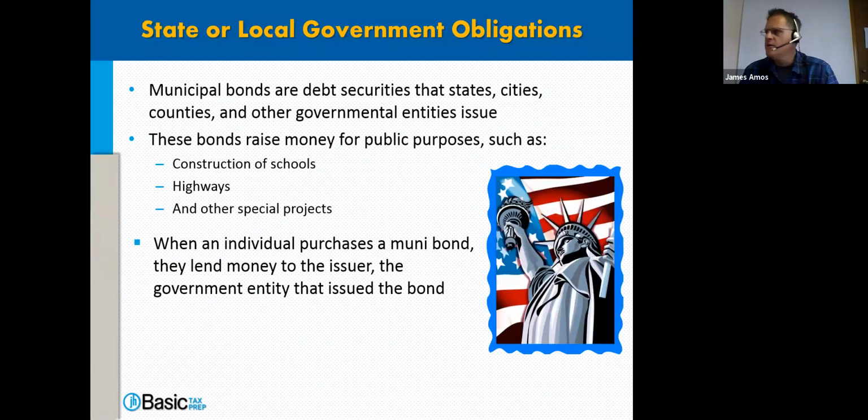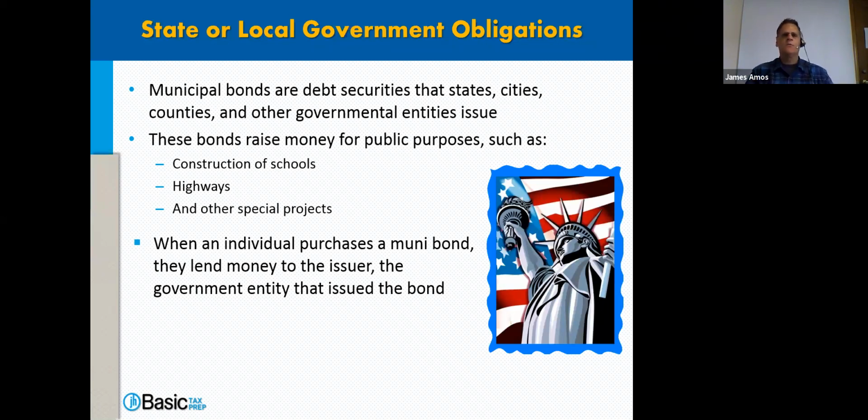So there's the state or local government obligations. Municipal bonds are debt securities that cities, states, counties, government entities issue. And they use them to pay for things such as highways, and I kept using the example of bridges earlier, things like that. When an individual purchases a muni bond, they're lending the money to the issuer and the government entity that issued the bond.